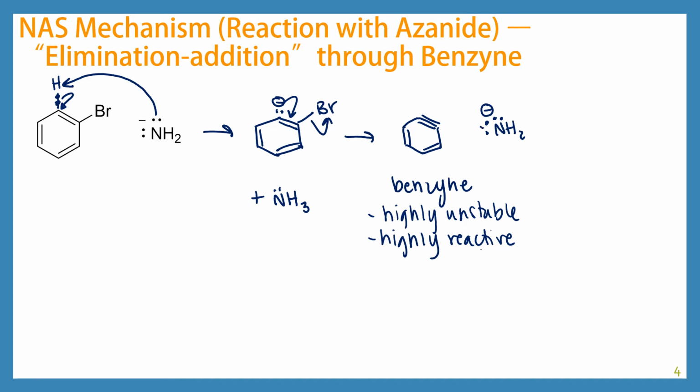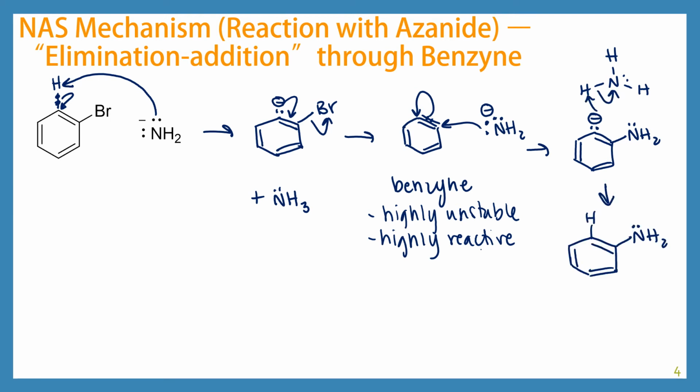So now we have this benzyne, and we have even more of our azonide around, and it's going to be able to attack either one of the carbons. It could attack the top carbon, or it could attack the carbon where the bromine came from, and then those electrons get pushed back onto the carbon they came from. So that all we have to do from here is pick up a hydrogen from the equivalent of ammonia that we made in our first step. So that we end up with aniline.